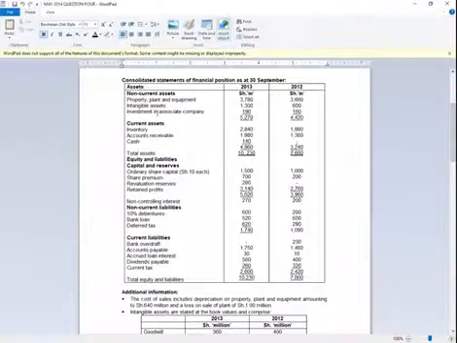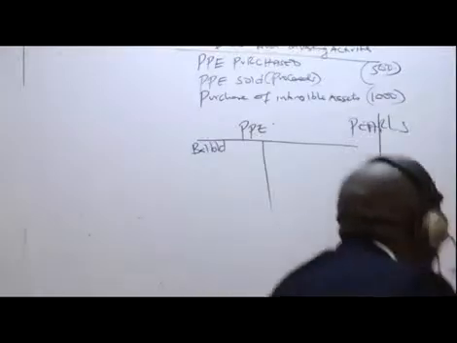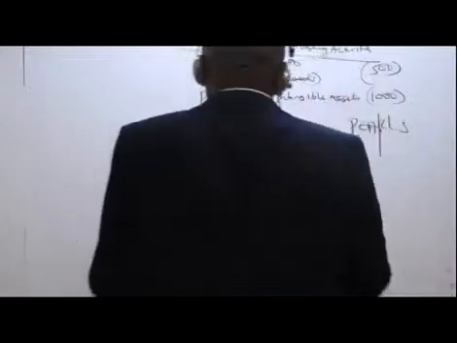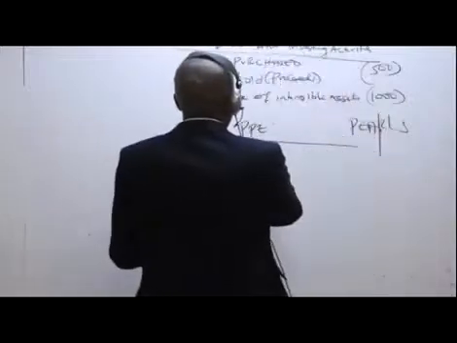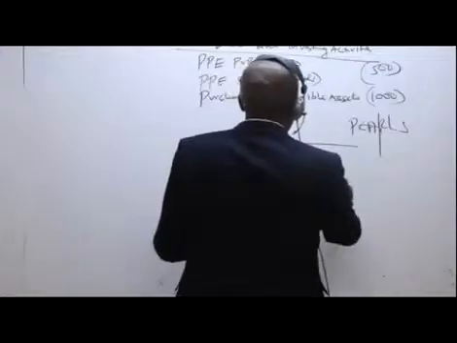Nice. Property, plant and equipment. What is the balance brought down? Please don't say 3780, that is the balance carried down. The balance brought down here was 3660. And then for the other year, we talk about the balance carried down.